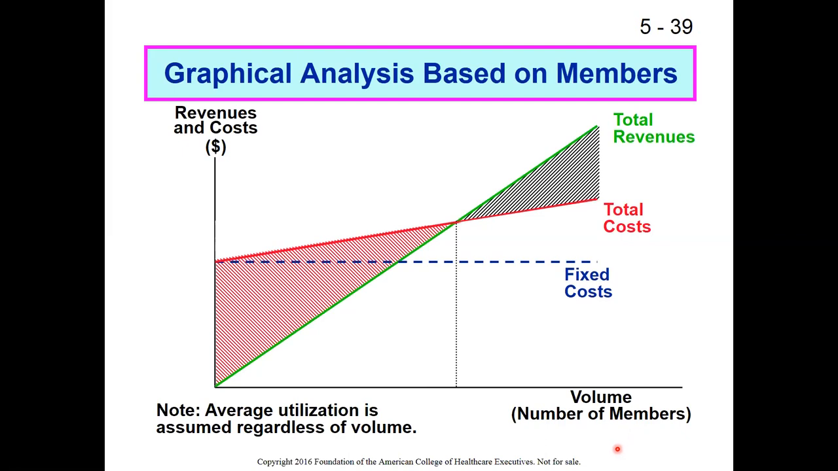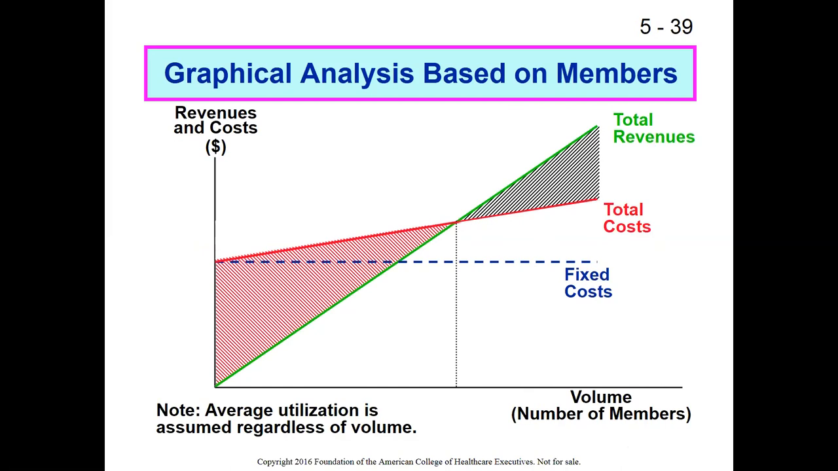So as we increase the number of members, our fixed costs are not going to change, but we're going to have more visits, which means that our variable costs are going to increase. So variable cost plus fixed cost gives us our total cost.